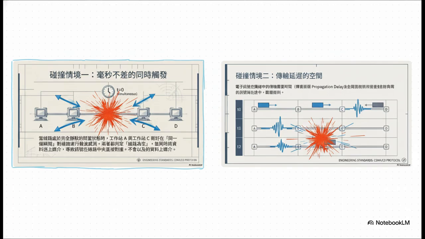But the second scenario is even wilder. It comes down to spatial propagation delay. Electronic signals travel super fast, obviously, but they aren't instantaneous. It actually takes physical time for a signal to travel down a long wire. So say computer A starts talking. A tiny fraction of a second later, computer C checks the wire. Because A's signal hasn't physically reached C yet, C thinks the wire is empty and starts talking too, and boom again. Another totally unavoidable crash, dictated purely by the laws of physics.